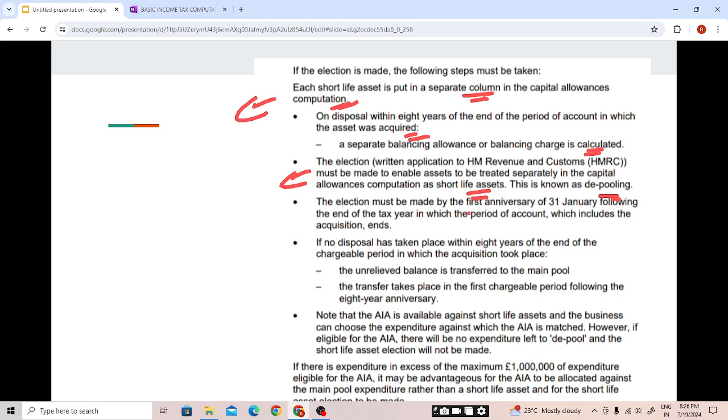The election must be made by the first anniversary of the 31st January following the end of the tax year in which the period of account which includes the acquisition ends.